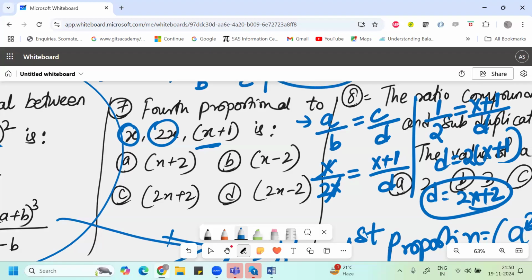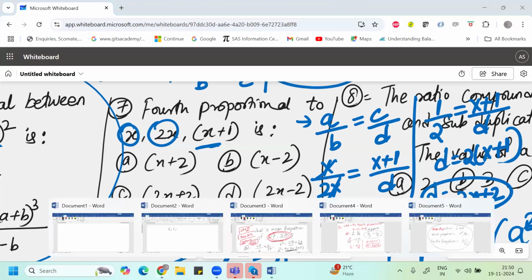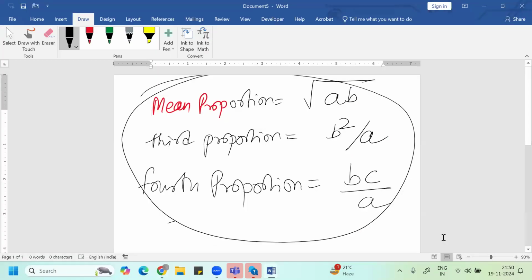So remember that formula which I have written here. Just remember this formula. 100% you will get a question on these formulas. You should be in a position that you can do it. You have to do it. There's no if and but.